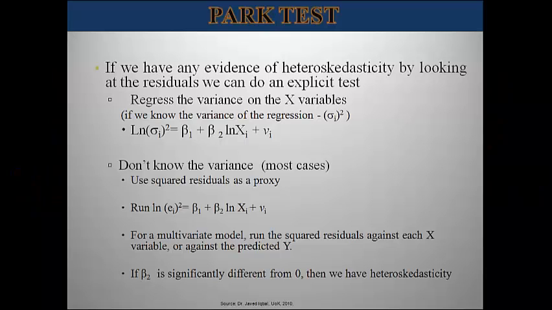So in the formal methods, the first test is the Park test. If we have any evidence of heteroskedasticity and we know the variance of the regression, we can use our variance as a dependent variable against the independent x. But if we don't know the variance, as in most cases, we can use the squared residual as a proxy variable, and run our regression using the squared residual against the independent x variable. And if beta 2 is significant in this regression, it means this regression has a problem of heteroskedasticity.